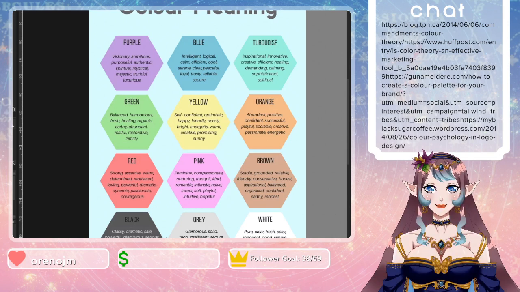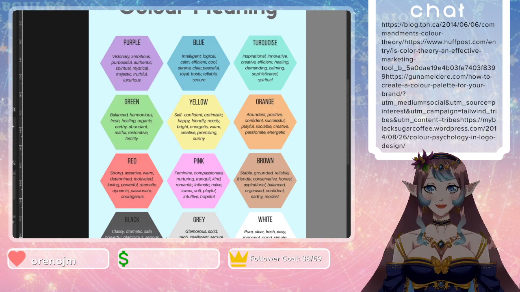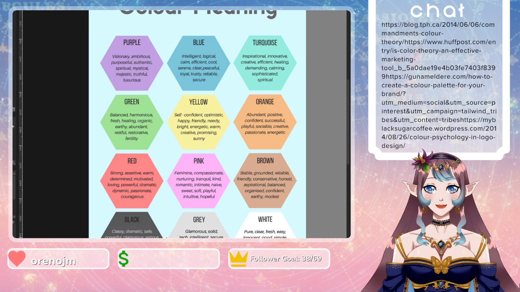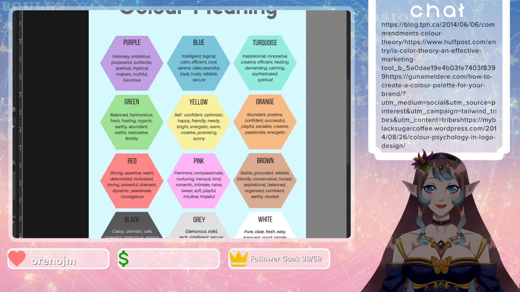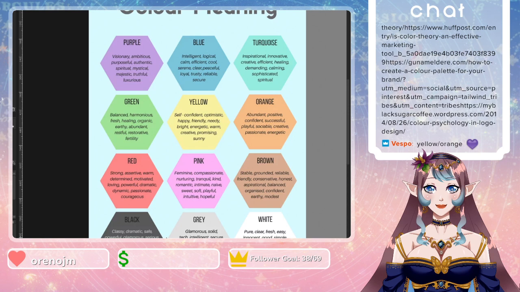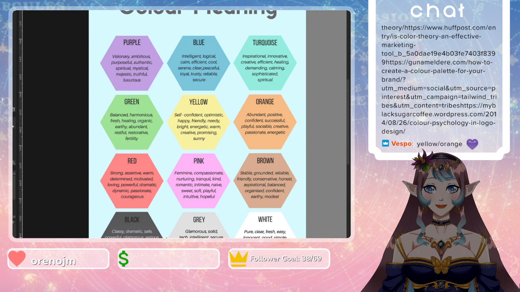Red is strong, assertive, warm, determined, motivated, loving, powerful, dramatic, dynamic, passionate, courageous. Pink: the feminine association is fairly recent in our culture. It's not actually feminine, people just decided pink was feminine. Oh yeah, yellow and orange is a really good combo. They're analogous, so they go super well together. Yellow orange, chef's kiss.